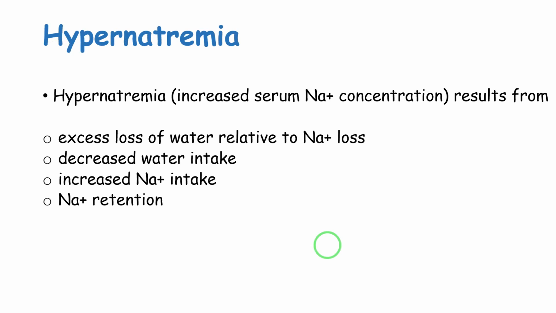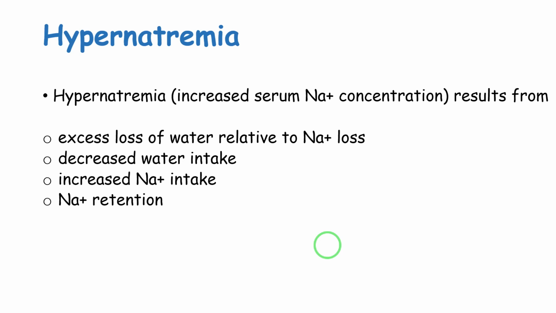The other abnormality is hypernatremia. It is less common than hyponatremia. It occurs secondary to excessive loss of water relative to sodium loss. It means that both the water and the sodium are lost, but the water is lost in a larger proportion compared to sodium. Or sometimes hypernatremia may occur secondary to decreased water intake, or increased intake of sodium, or sometimes the sodium cannot be excreted and is retained inside the body.